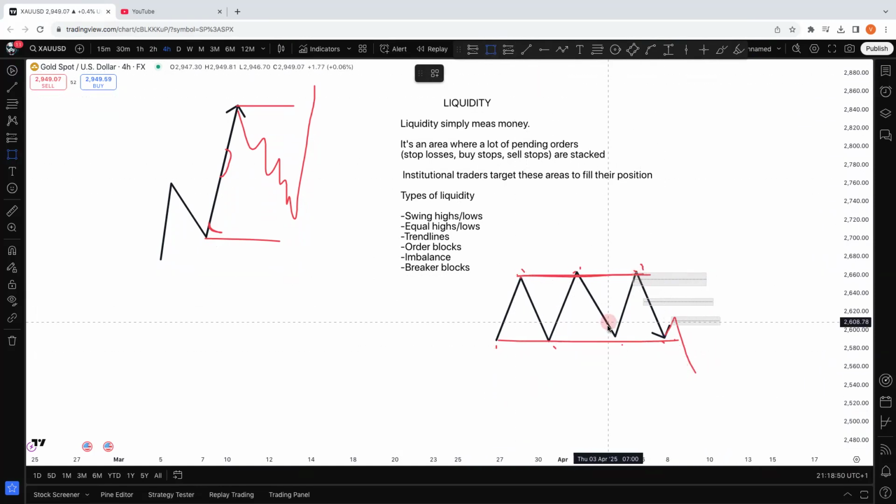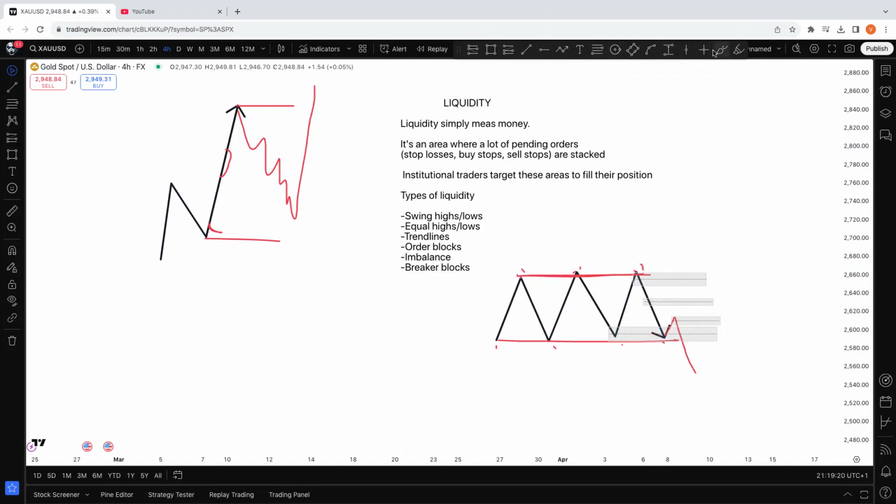Some persons can use this breaker block here, and some persons can use the breaker block here as their entry. So you can see there are 4 entry points here for traders. Each of these entries comes with its own stop losses, right? Stop losses are above this high, above this imbalance, above this high here. So you can see everyone is now in the market. Before it was just the buyers and the sellers, but now everyone is selling the market.